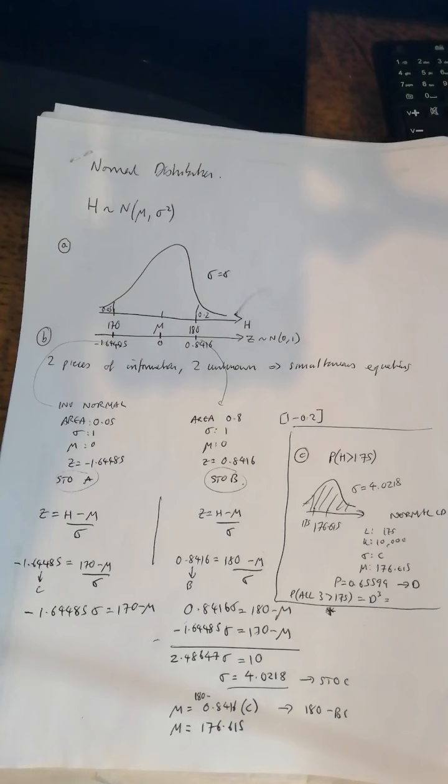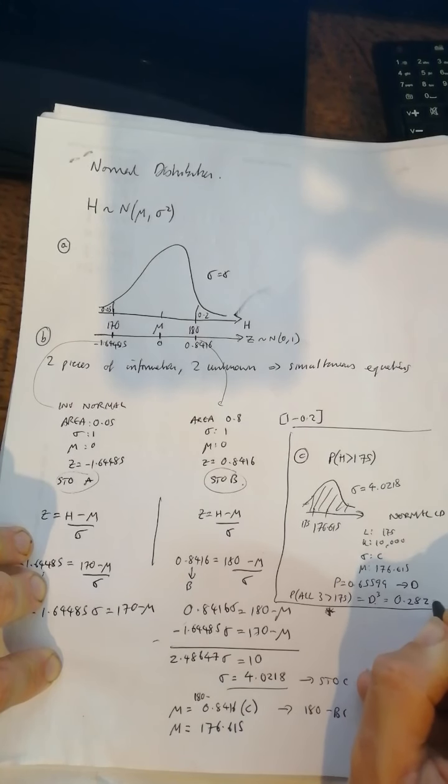So I'm going to come out of that, go back to calculator, and literally put D to the power of 3 into my calculator. I get 0.2823.